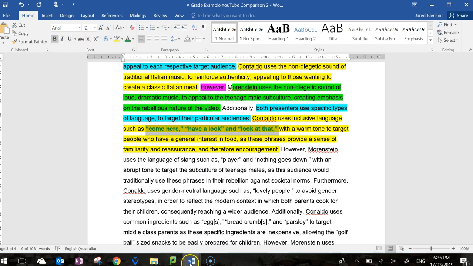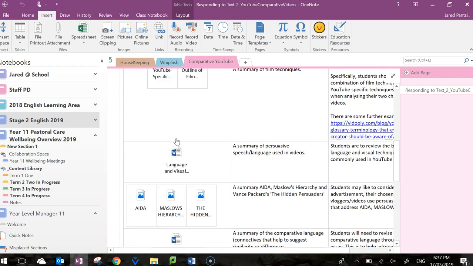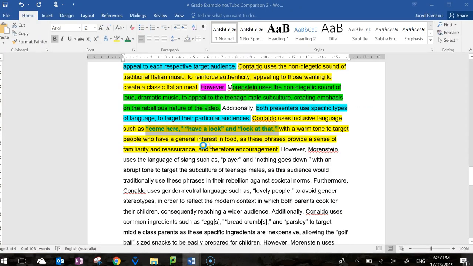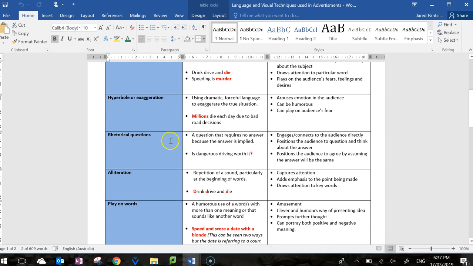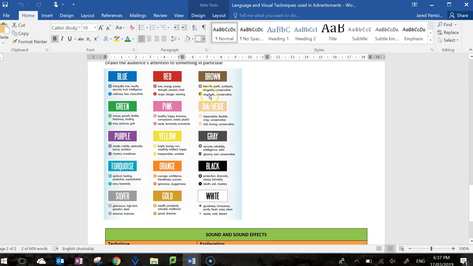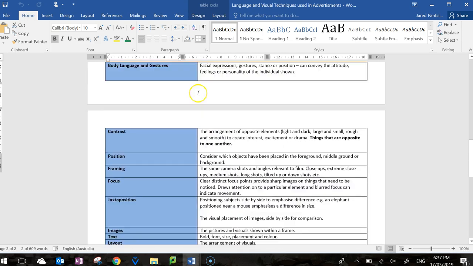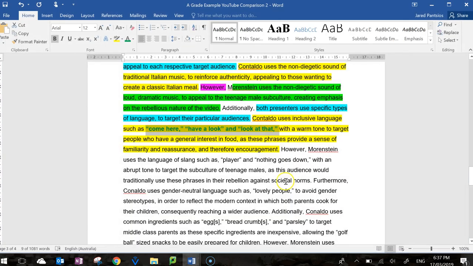And you can, once again, remember to reference all of these in the, not comparative language, but the language and visuals. Have a good look at these, because if you can sneak in inclusive, emotive, exaggeration, if they use a rhetorical question, if they use play on words, repetition, anything to reference color, you are going to be able to take your analysis that one step further. On that note, if you're unsure, put it down, leave a comment, and I'll try and help you figure that one out. But we have a good example here. We then have contrast of "however."